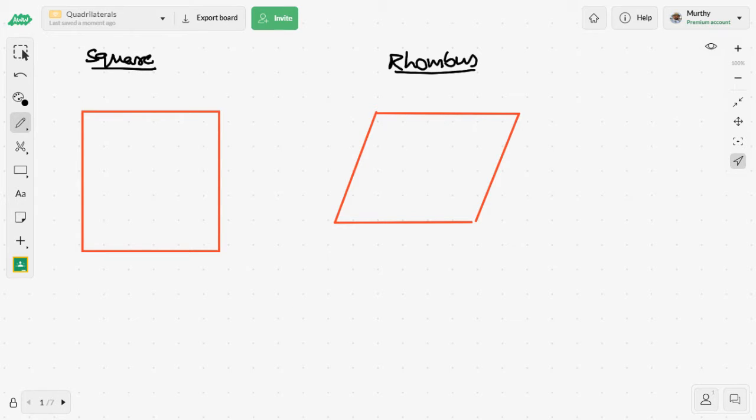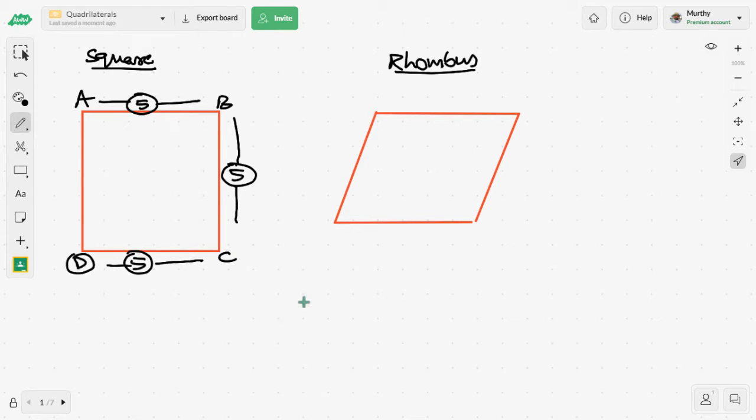From your elementary school level onwards, you are learning what a square is. Suppose I'm taking 5 inches, let me label this as A, B, and BC is also 5 inches, and CD is also 5 inches, and AD is also 5 inches. So you know what a square is. A square is a polygon with four sides in which all the sides are equal. And what is a rhombus?